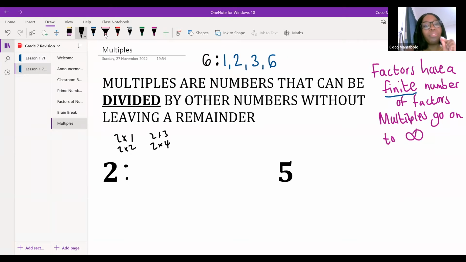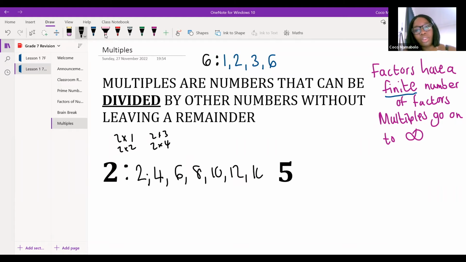Okay, excellent. So the multiples of 2 are going to be 2, 4. Finish it up for me. 6, 8. Good. 10. That's it. 12. 14. Good. 16. You see how we can keep going forever and ever? Yes, ma'am. All the way to infinity times 2, because we're just multiplying by 2. So we're never going to be able to stop. Got it. Excellent. Awesome stuff.